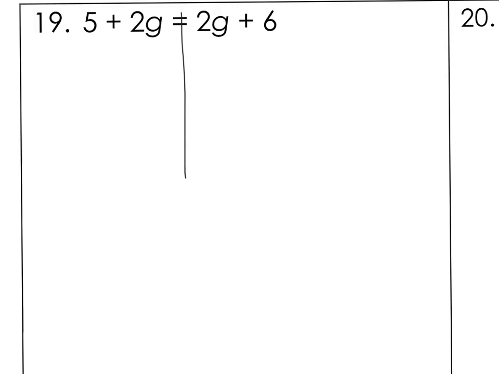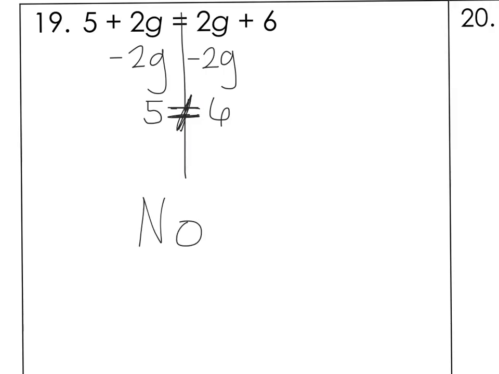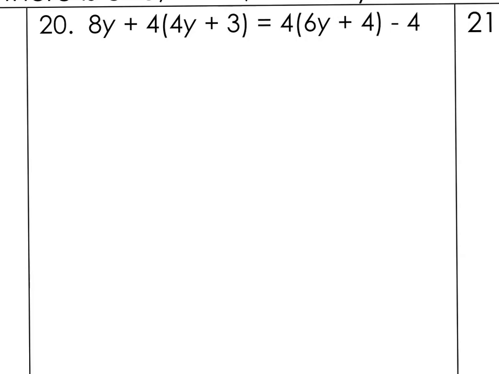They're both the same. So if we subtract 2g from both sides, all we have left is 5 and 6. 5 does not equal 6. So that means there are none. There aren't any solutions because when you solve the equation, you get two different numbers on the sides of the equation.